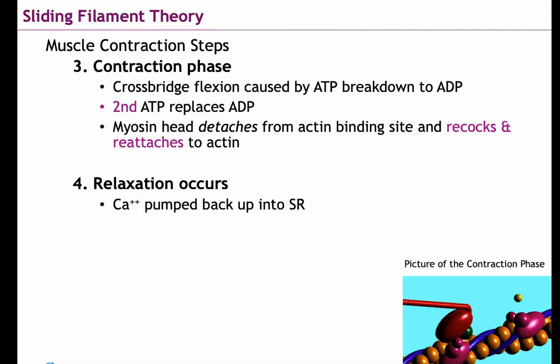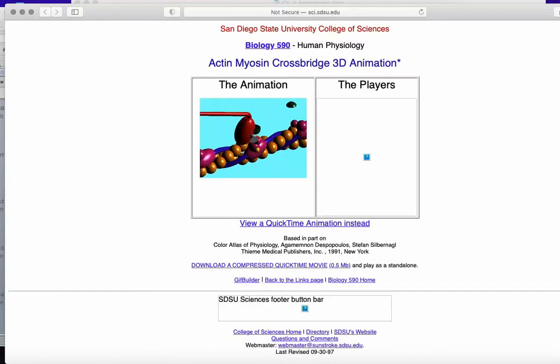Calcium is just pumped back into the sarcoplasmic reticulum, which is SR, and then actin and myosin return to their unbound state. So I have this picture down here, but we'll watch this little video because I think it's super helpful at looking at this right here. So if you see this, this is how the process works basically.